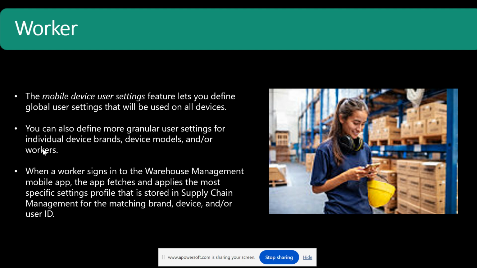What are the options to configure the worker in your mobile device, we will see in just a couple of minutes. When a worker signs into the warehouse management mobile app, the app fetches and applies the most specific setting profiles that are stored in supply chain management for the matching brand, device, and or user ID. So even though we say that globally any device the user can use, based on the matching brand, device, and the user ID which the user uses to log into the warehouse management mobile app, the system fetches and applies the corresponding settings. Whether they use the mobile phone or any other scan device, the settings will be applied appropriately.